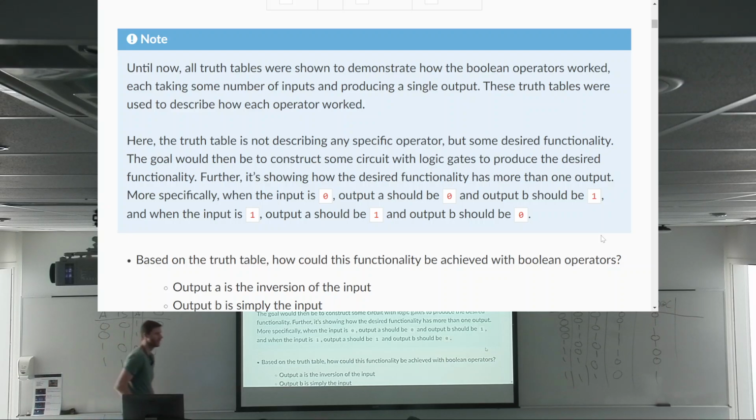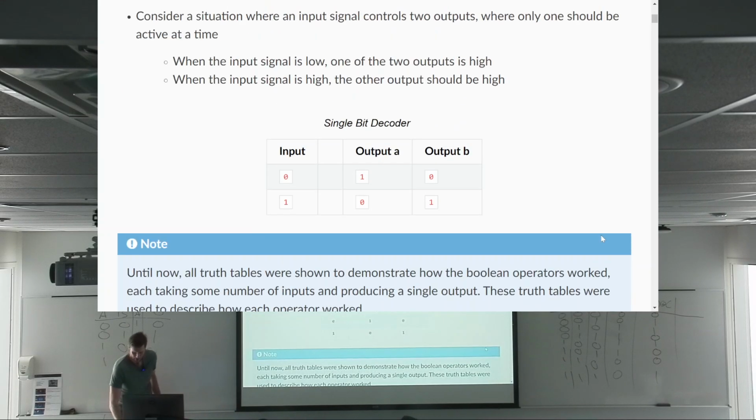I need more coffee. More specifically, when the input is 0, output A should be 0, output B should be 1. And when the input is 1, output A should be 1, and output B should be 0. Okay? That's the state of things. So the state of the input affects both outputs. Well, you could think of it as really affecting only one, but it's kind of affecting both. We'll see.